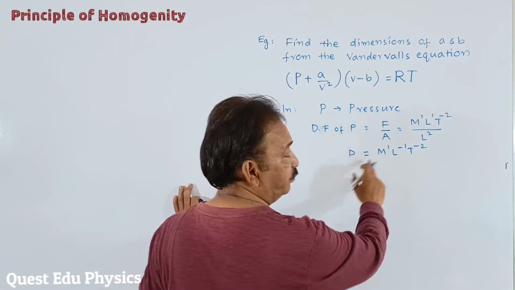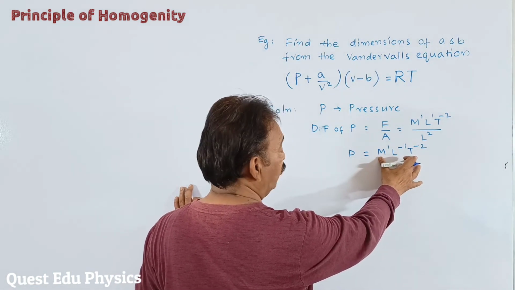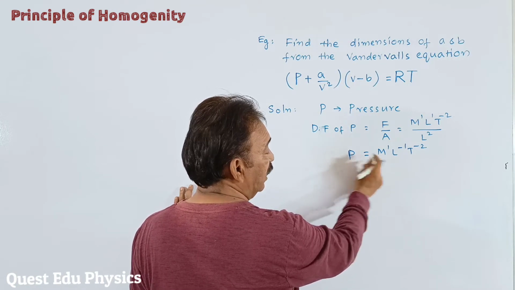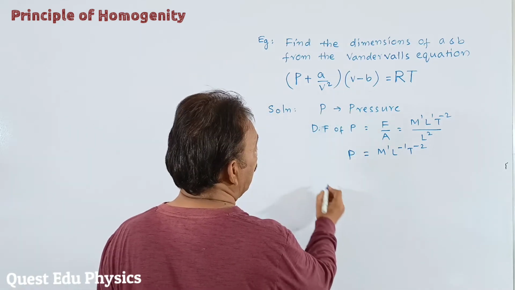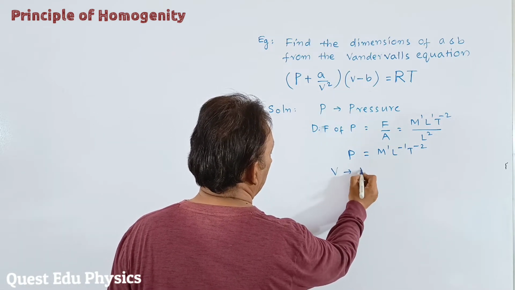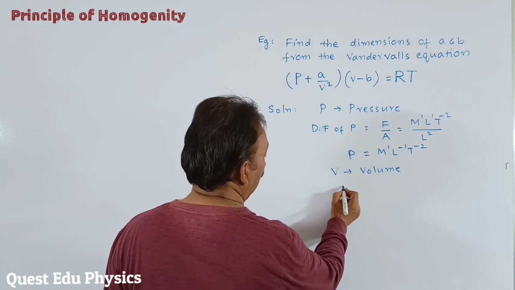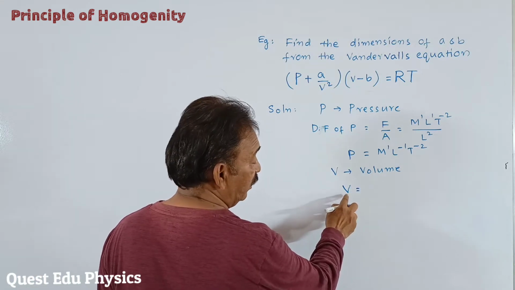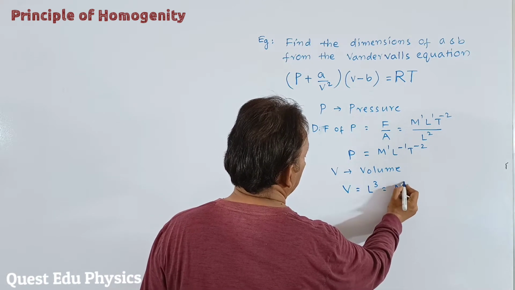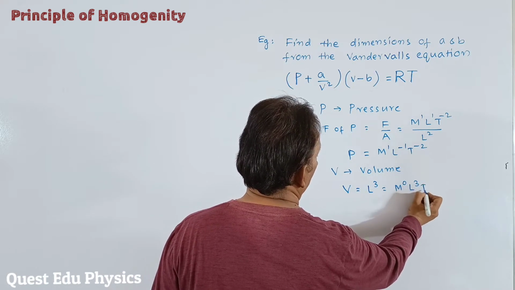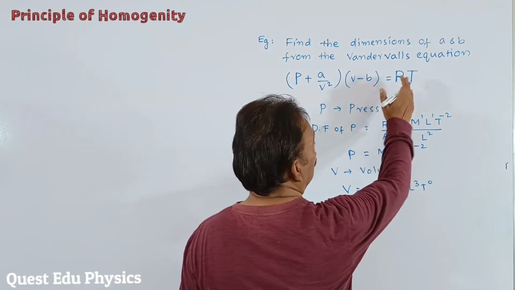It is the dimensional equation. If you write it singly, you can say it is the dimensional formula. If you show the pressure on the other side, we call it a dimensional equation, students. And second, V. V stands for volume. We can write the dimensional formula very easily. The dimensional equation of volume: volume is equal to L cube, that is M0, L cube, T0.